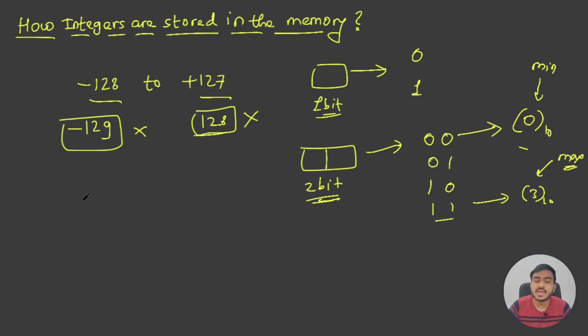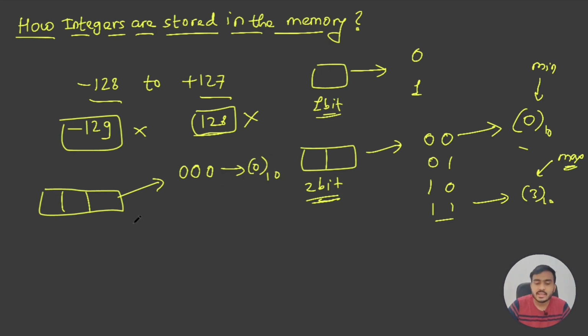Okay, let's say we have a variable of 3-bit size. Let's try to understand what is going to be its range. In a 3-bit variable, the minimum value we can store is 000, which is 0 in decimal, and the maximum value is going to be three 1s, which is 7 in decimal. So the range of a 3-bit variable is 0 to 7.